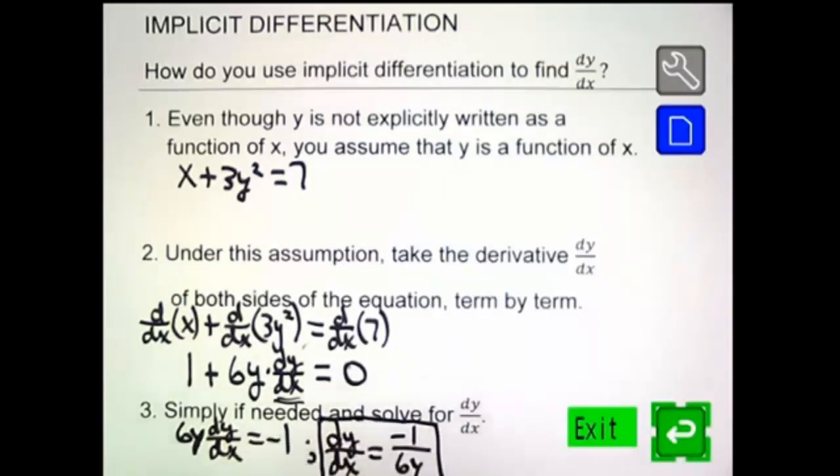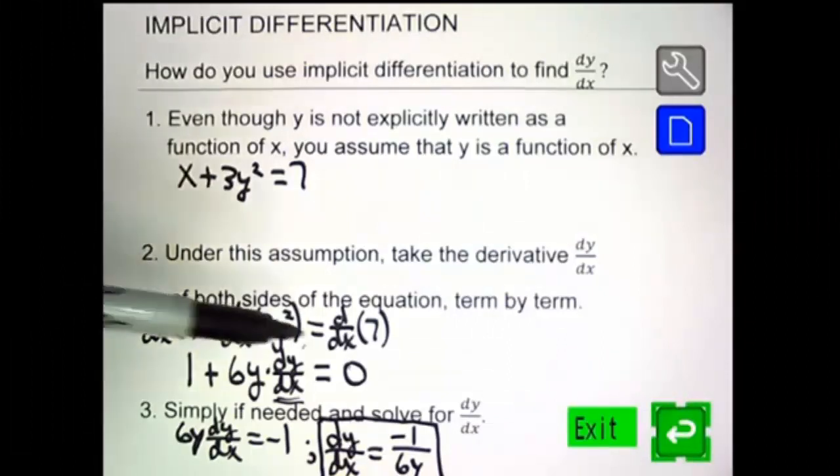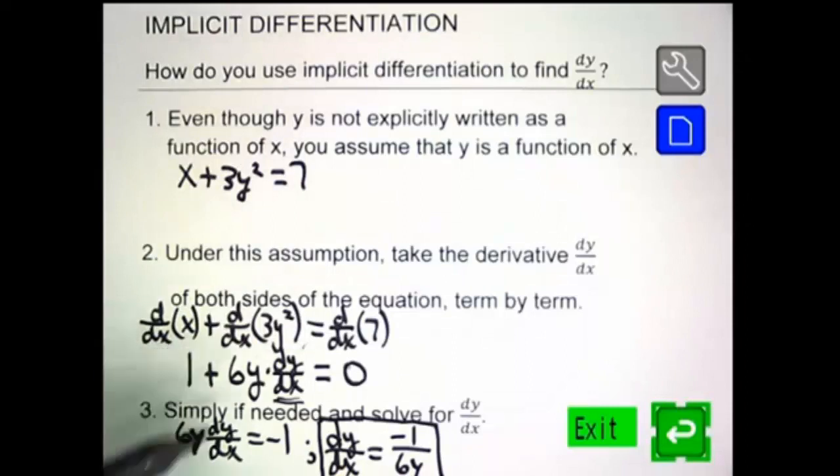So I don't want you to get bogged down in the details at this point. You'll have plenty more chances to actually look at the details. I want you to focus on the big picture, which is the three-step process. Assume that y is a function of x. Under that assumption, take the derivative of every term on both sides of the equation, and then simplify and solve for dy over dx. That's the big picture. Don't sweat the details at this point.